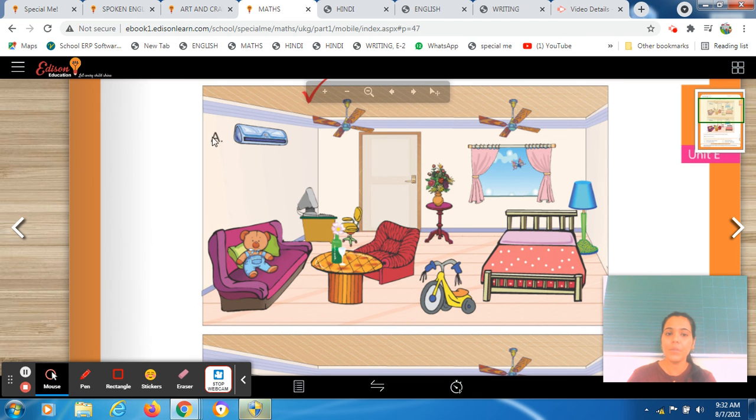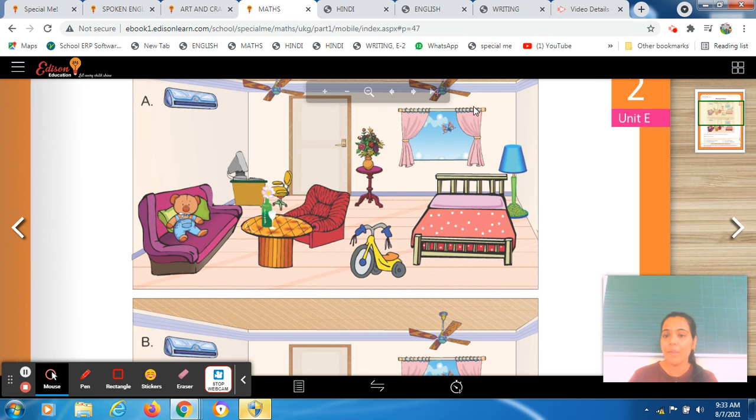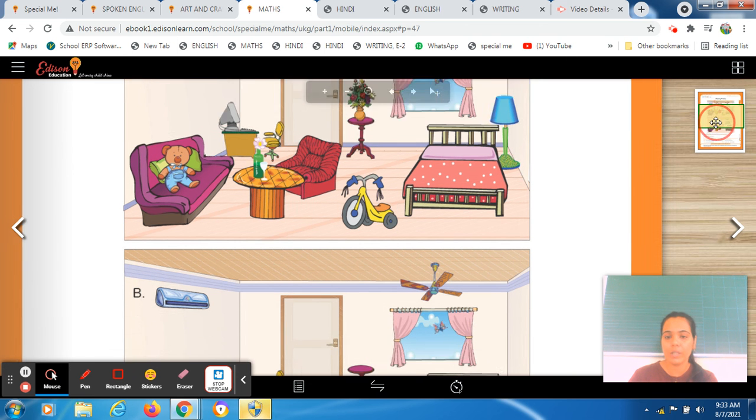So students, let's see. Firstly we will see the very first picture. So there is a fan, AC, door, computer, chair, vase, glass, table, teddy bear, sofa, cushions. There is also a chair. There is a bicycle, vase, table, curtains, window, and there is something outside the window. I think that's a butterfly. There is one more fan, lamp. There is a bed also, with blanket and bed sheet, or you can say the pillow.